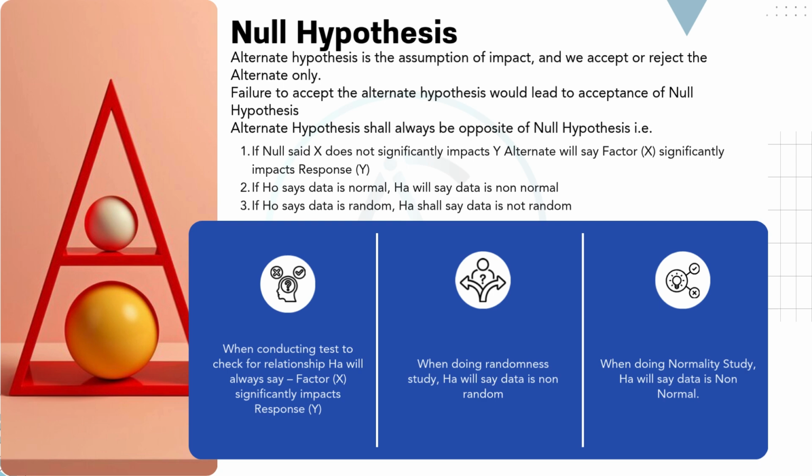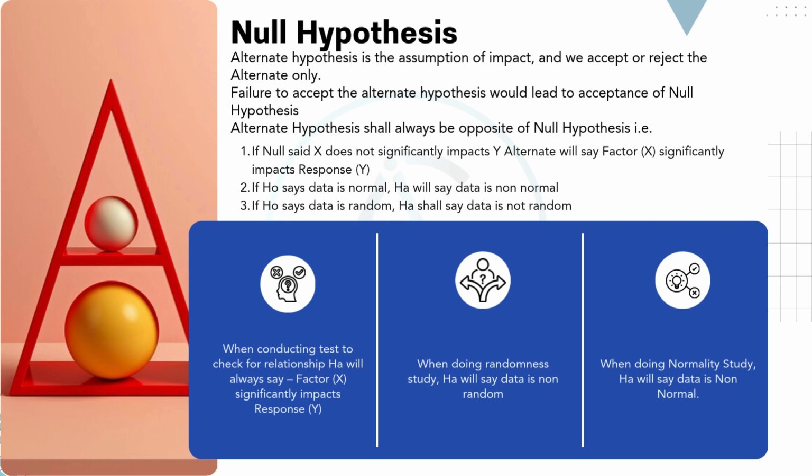Let's look at the bottom portion of the slide, which provides scenarios. When testing relationships between variables, HA claims that X significantly affects Y. During a randomness study, HA claims that the data is not random, challenging the null. In a normality study, HA claims that the data is not normally distributed.